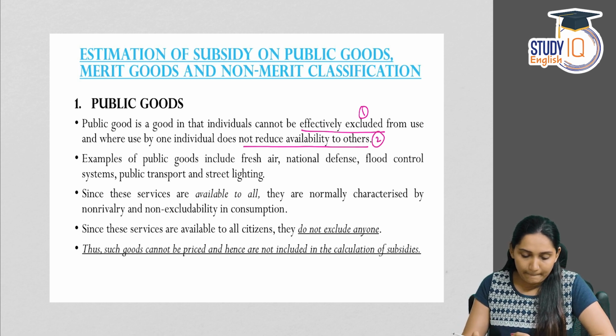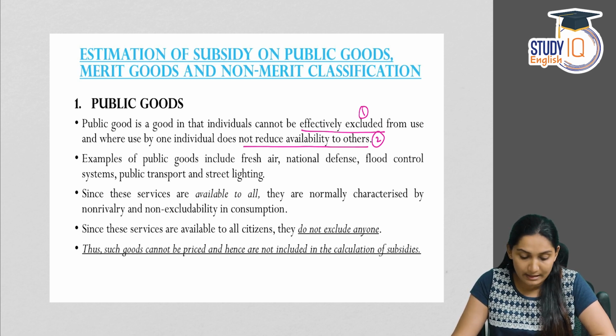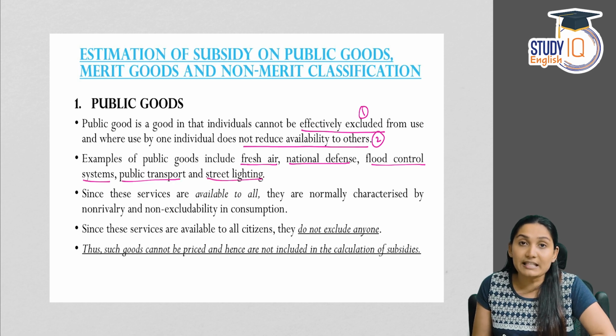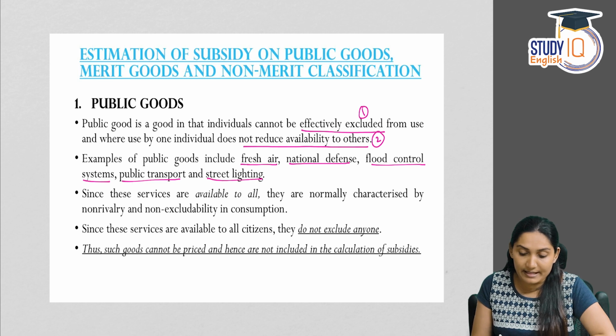Second one is that if one person consumes a public good, it will not reduce the availability for another person. That is the two things. Examples of public goods include fresh air, national defense, flood control system, public transport, street lighting, etc. See, these two characters rightly match for these examples.